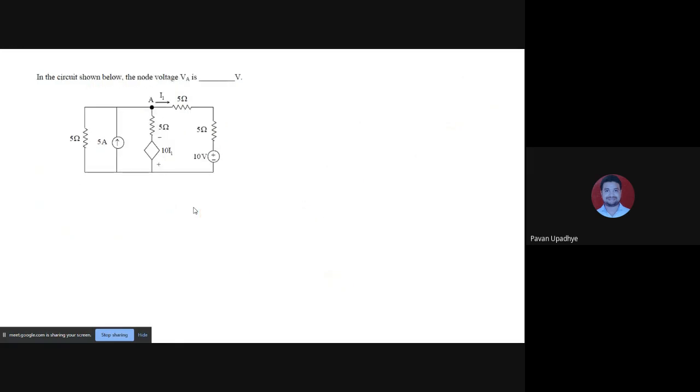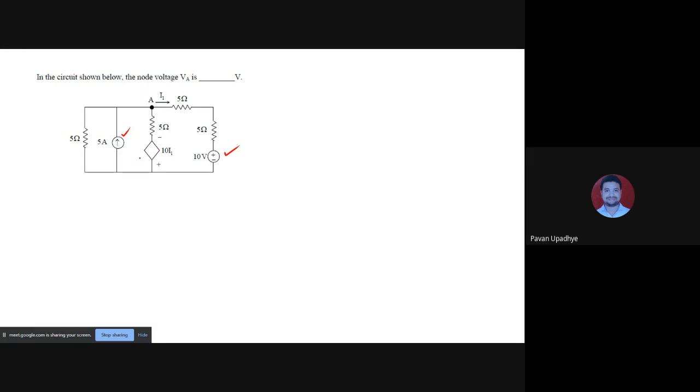In the circuit shown below, the node voltage VA is, okay. Now you have to look at this carefully. First kind of a numerical we can say. So far we haven't been asked the voltages. So look at the circuit. What is present in the circuit? A voltage source is present over here. Yes. A current source is present over here.